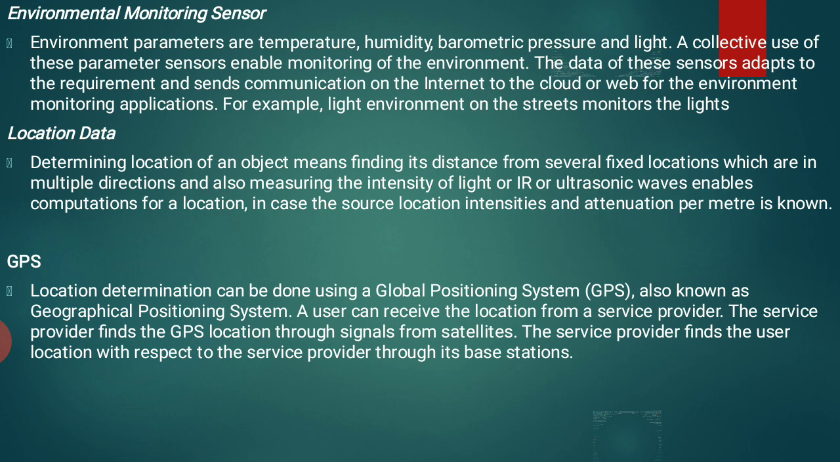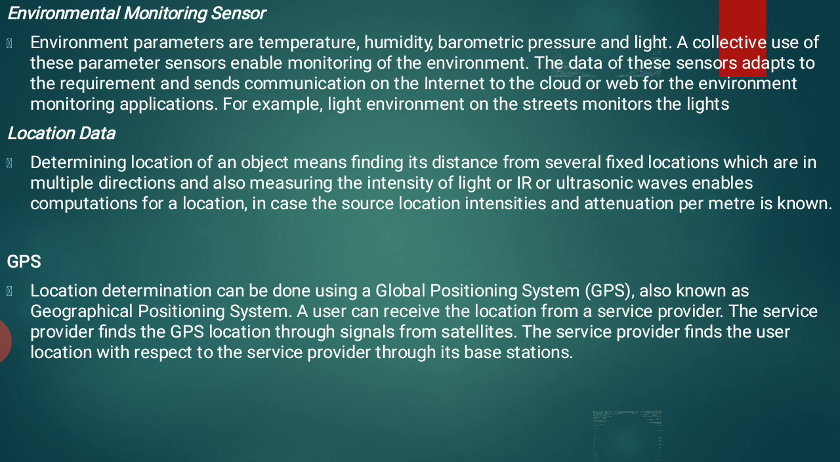A user can receive the location from a service provider. How are we identifying the location? By the service provider. The service provider provides the location to the user. The service provider finds the GPS location through the signal from satellites. Then how does the service provider identify the location? This GPS location can be identified through the signal from satellites.